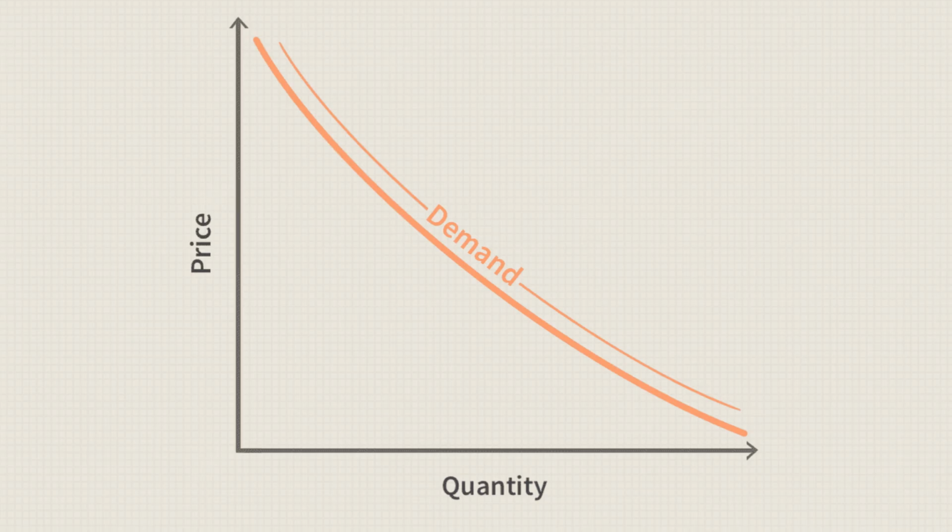One key concept is the law of demand. As the price of a good or service goes down, consumers tend to buy more of it. This relationship shapes how much is bought and sold in markets.